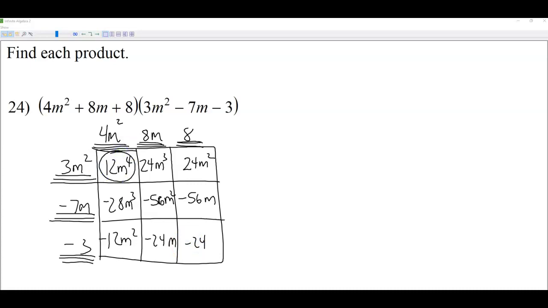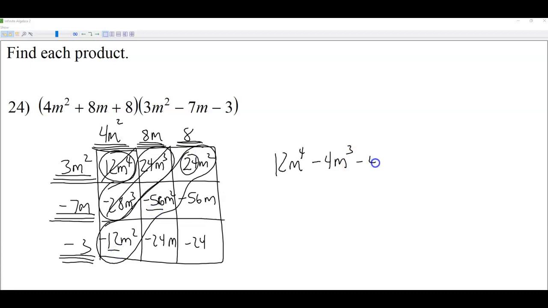Here's my first term, 12m to the fourth. Next, we have some m cubes here. We can put those together. Negative 28 and positive 24. If you add those together, you end up with negative 4m cubed. We have m squareds here. That's quite a bit. Let me see if I can figure that out real quick. So if you add together 24, negative 56, and negative 12, you're going to get negative 44m squared.